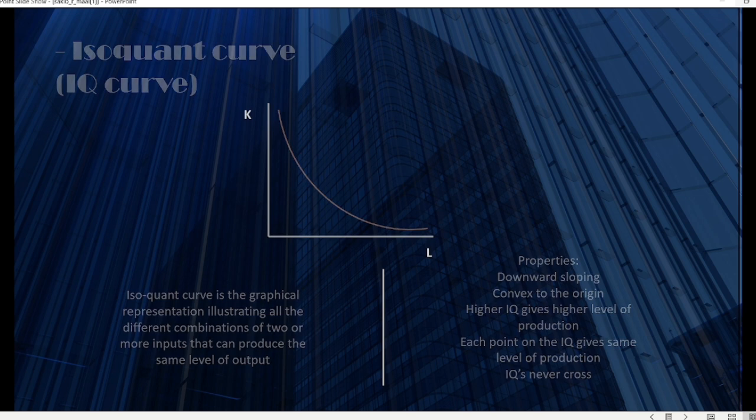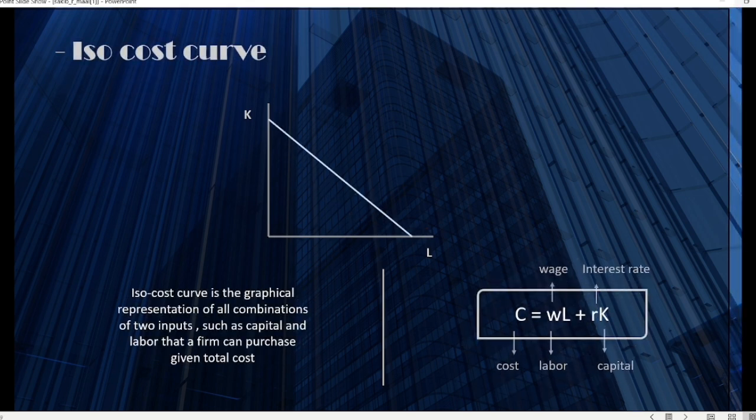Then let's move on to the iso-cost curve. This represents the budget constraint of a producer. Iso-cost lines show all the combinations of labor and capital that a firm can purchase with a given budget at given input prices. The formula is simple. C equals WL plus RK, where C is total cost, W is wage rate, L is labor, R is cost of capital, and K is capital.